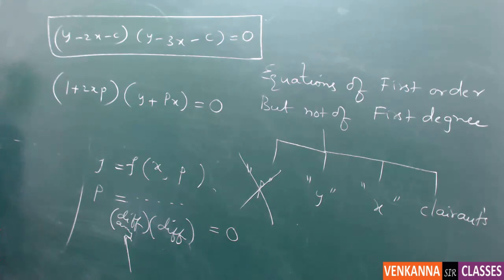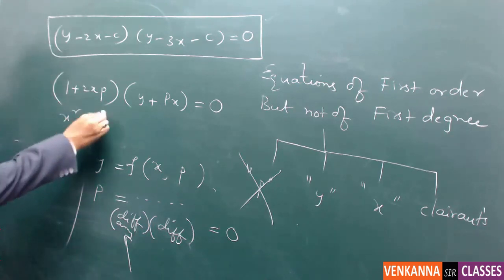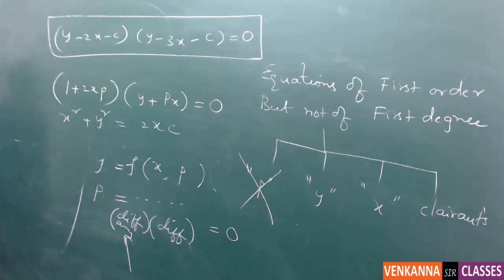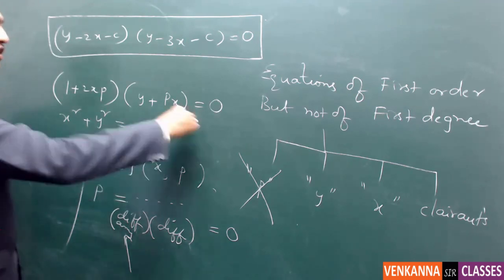As we know, the solution of a differential equation is nothing but a relation between x and y which contains the arbitrary constant. So in every solution we write, for example, x square plus y square is equal to 2xc. Accepted or not? So every solution of the differential equation must contain the arbitrary constant.